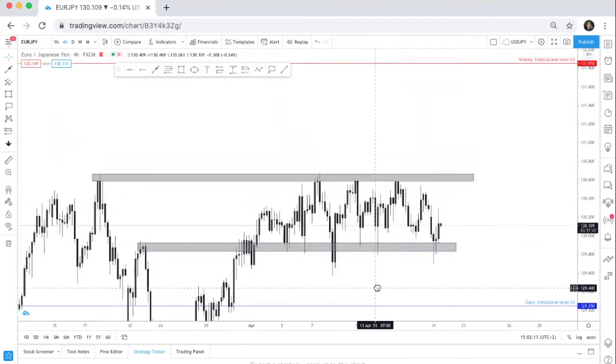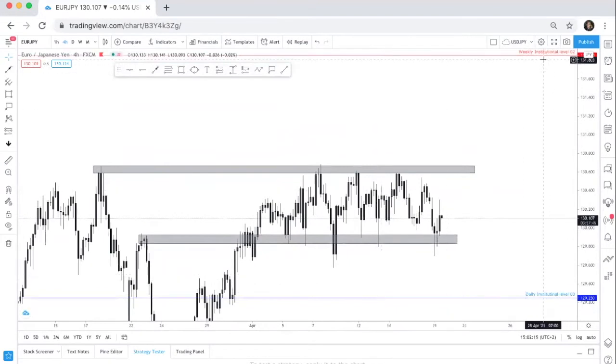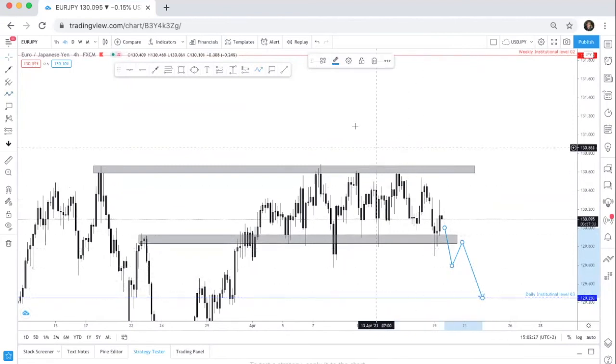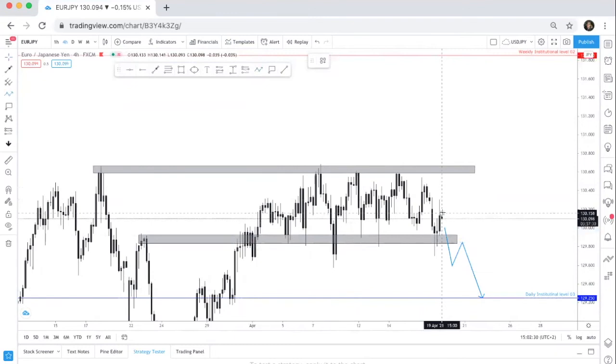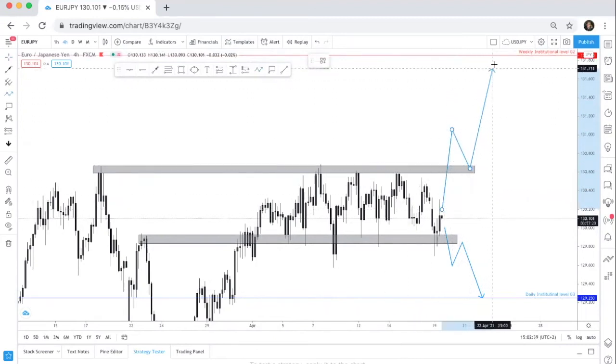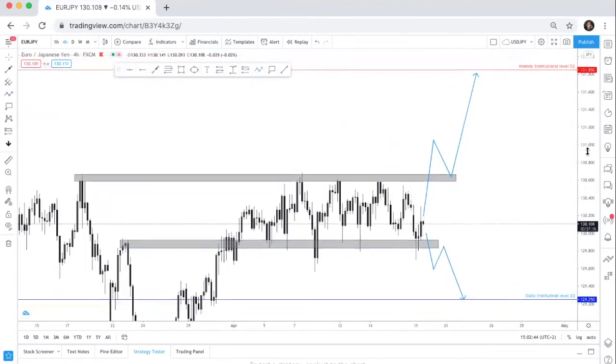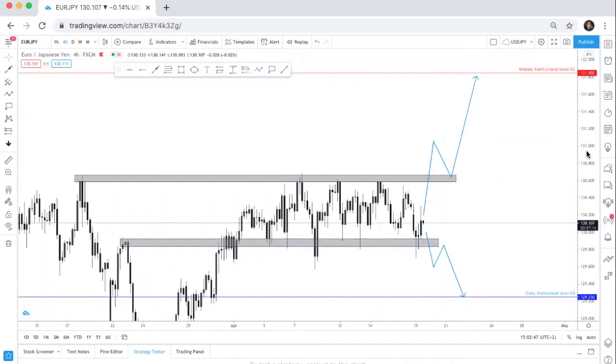So if I do it like that, I've got my weekly zone at the top there. I've got my daily zone right here. If we break to the downside, I'd like a break, retest, and continuation down to here. However, if we're going to continue up, I'd like a break, retest, and continue back to the weekly zone right there. So those are the two options that I've got for EURUSD.